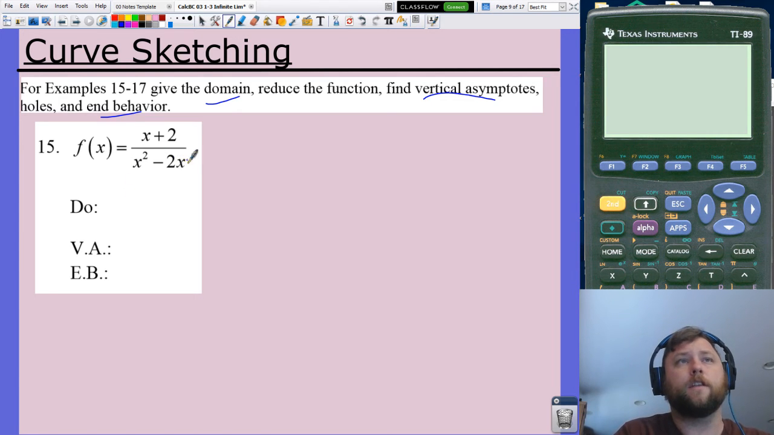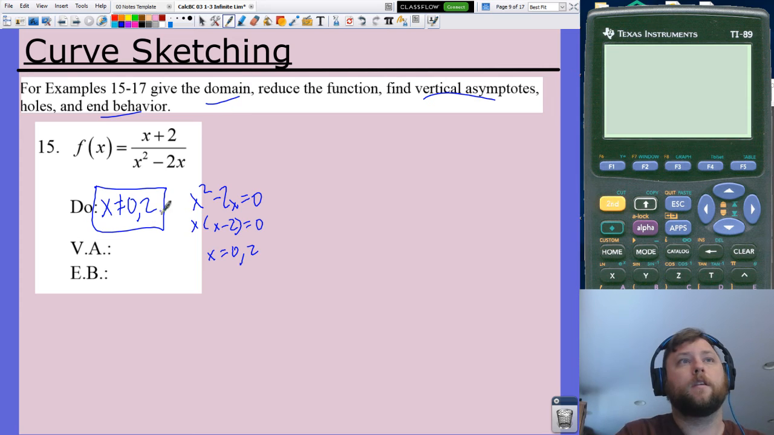And really you're looking for, when you have a fraction, anything where you're dividing by 0 is bad. So anything where x squared minus 2x would equal 0. Well, if I factor out an x, that's x times x minus 2 equals 0. And that happens when x equals 0 and 2. So my domain is everything except for those x values. I can say x does not equal 0 and 2 as my domain because it can't.